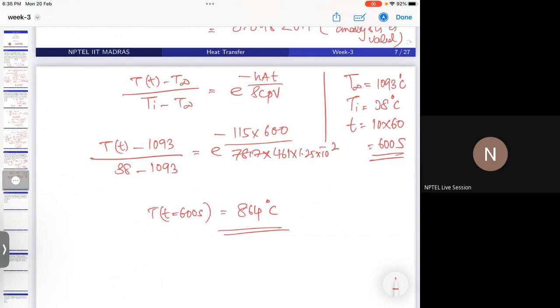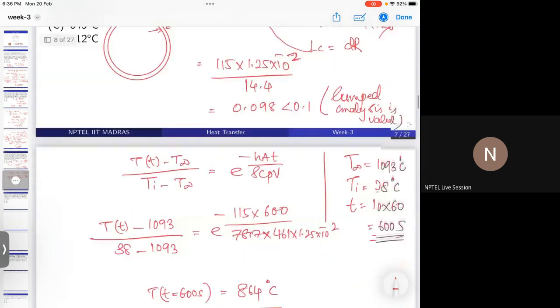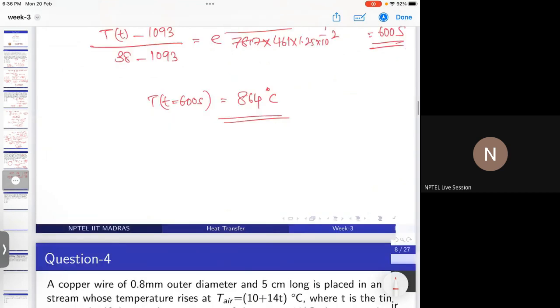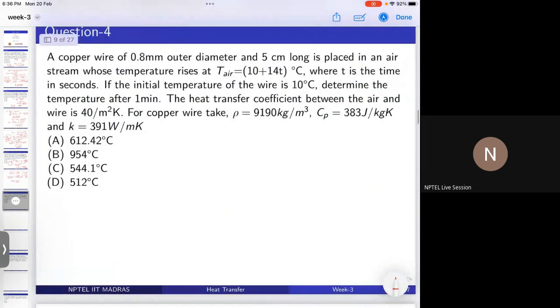Okay. Any doubt in this question? I think it's a similar kind of question. Then we will move on to the next question.